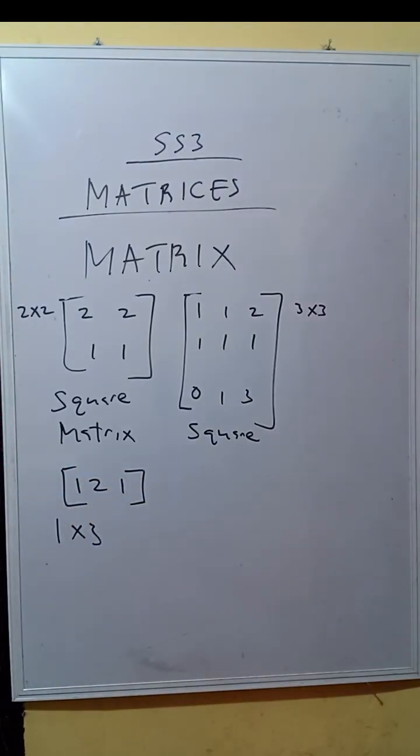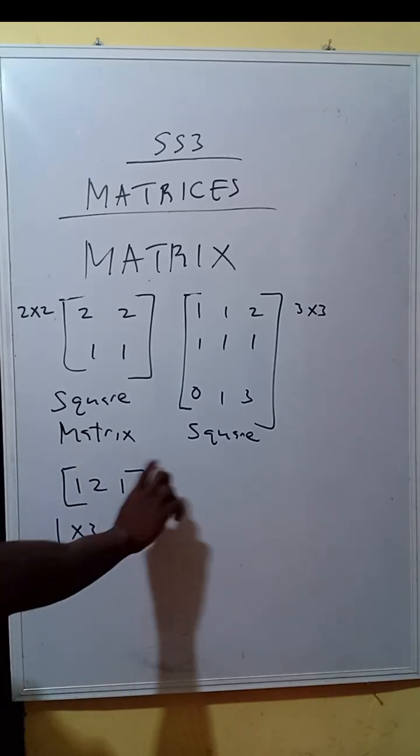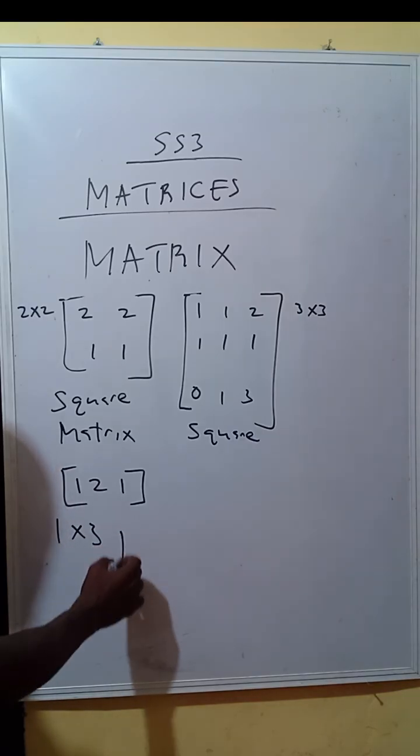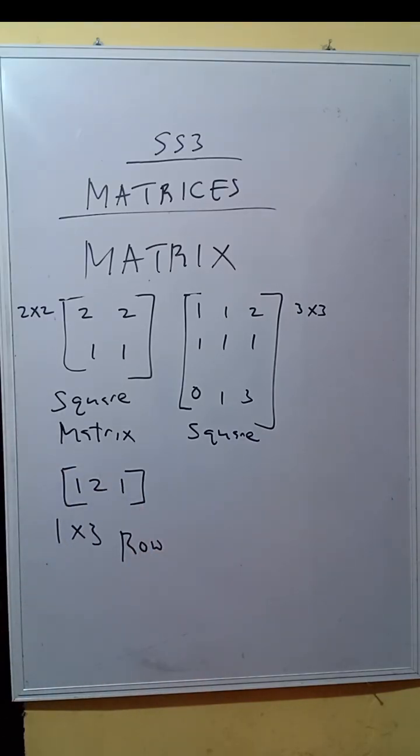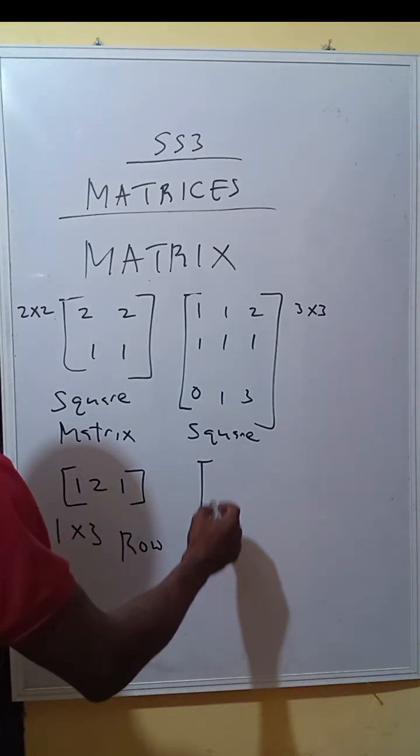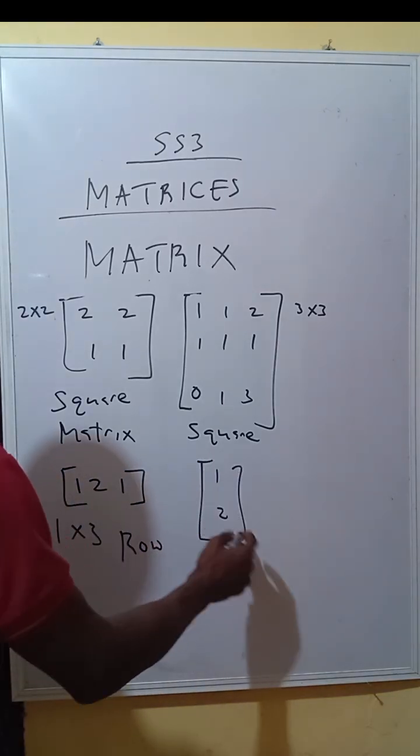Square matrix. Are you with me? Then we have the row matrix. A row matrix is a matrix that has only one row, just like this. This is a row matrix. It has only one row. The column matrix has only one column.